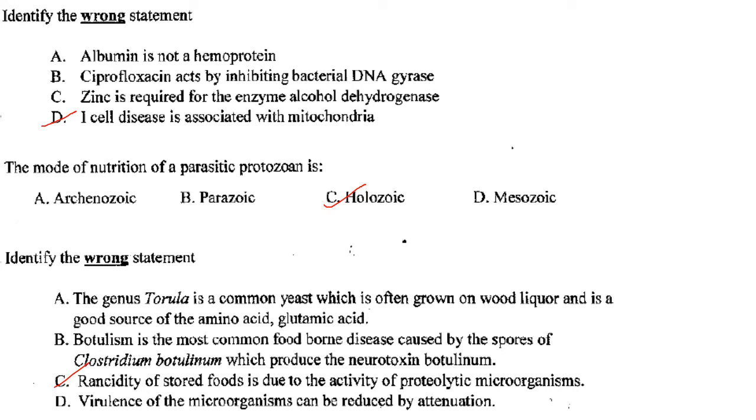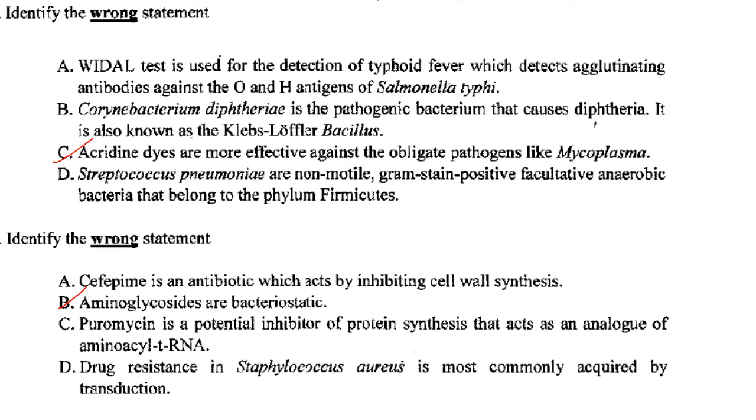Answer is option C. Virulence of microorganisms can be reduced by attenuation. That's also correct. So the answer here is option. Then identify the wrong statement.